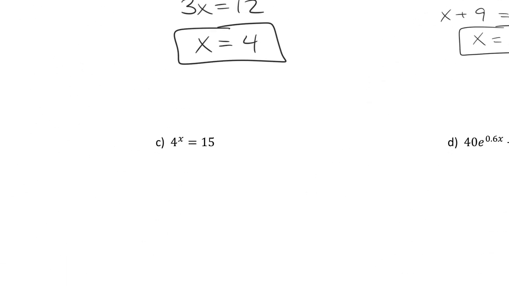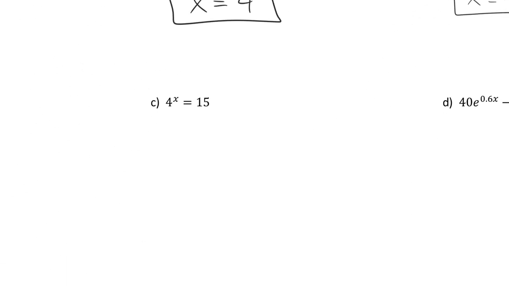So for example, again, we notice 4 to the x equal to 15. 4 and 15 are not in the same power family. The base and the power is isolated though. 4 is isolated. So what we're going to do is we're going to put natural log on both sides. So natural log of 4 to the x equal to natural log of 15. We're putting natural log on both sides. We are taking the natural log of both sides.